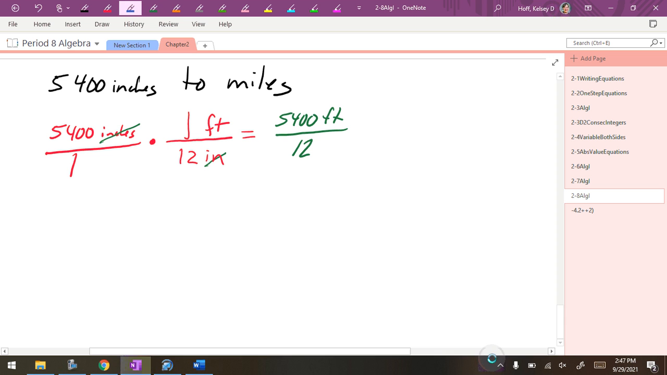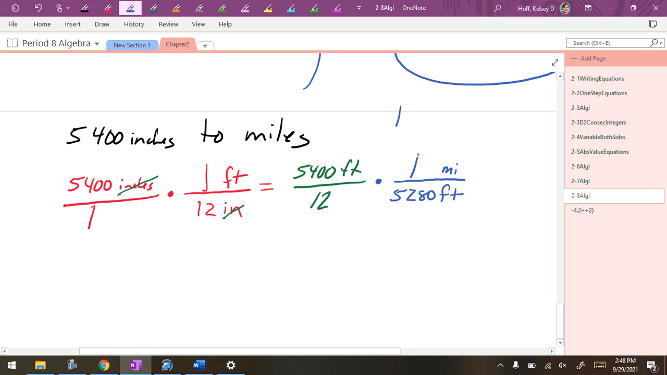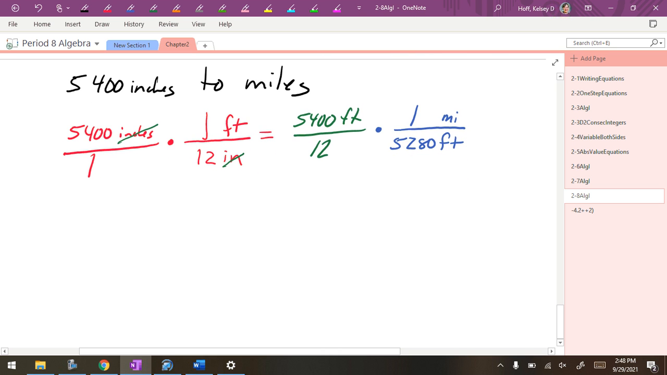Okay. Now I need to convert feet. So it's got to go on the bottom. And it's going to convert to miles. Here's the real question. How many feet are in a mile? 5,280, right? Now you guys make me question myself. You should know that. Yes, you should know how to convert that. If I called your intermediate teachers, they would be angry. Okay. Feet cancels feet.